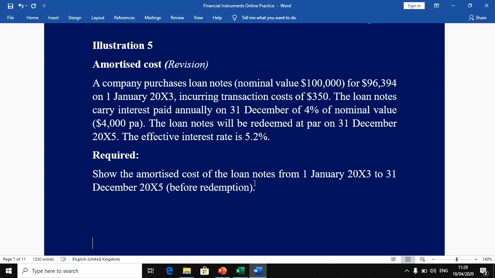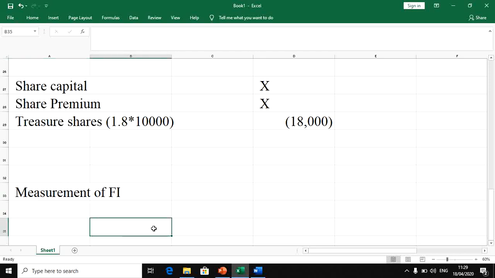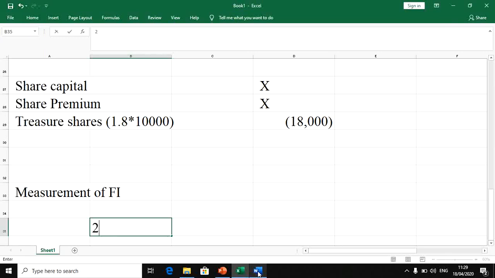The loan notes will be redeemed at par on 31st December 20X5. The effective interest rate in this case is 5.2%. Let us do this work, and I want to just say that this is measurement of financial instruments. This is a 3-year working. Why? Because, as you saw from the question, the acquisition of these loan notes took place on 1st January 20X3. We're supposed to go all the way to 31st December 20X5. So this is not supposed to be very difficult.